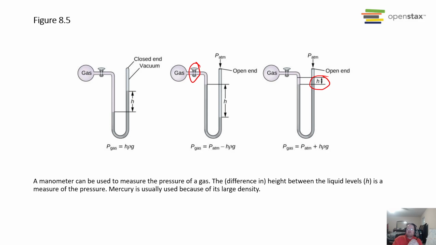So I would add it. If it were a difference of 50 millimeters, I would take 760 plus 50, it would be 810. The reverse would also be true.